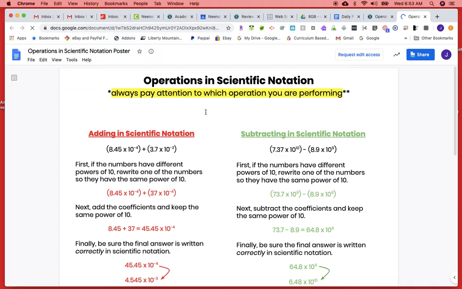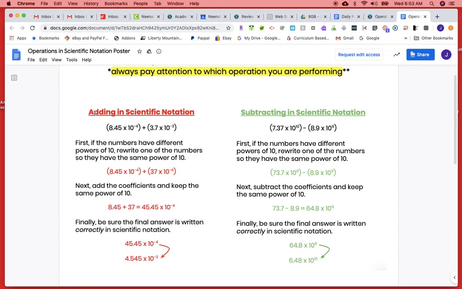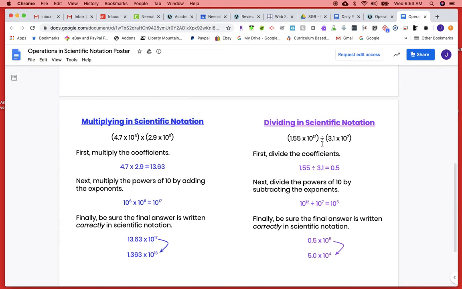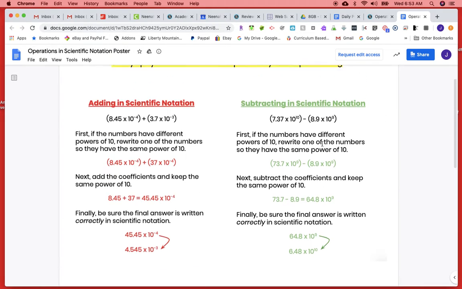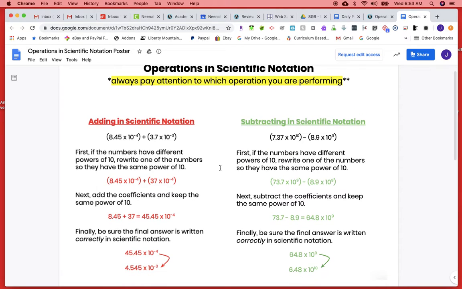So, operations in scientific notation. Always pay attention to which operation you're performing. These are all color-coded. We notice we have adding, so you're going to look at what operation you're being asked to do. We have adding, subtracting, multiplying, and dividing. Each one of these gives examples of the rules of what to do in answering your questions. So let's go through each one of these.